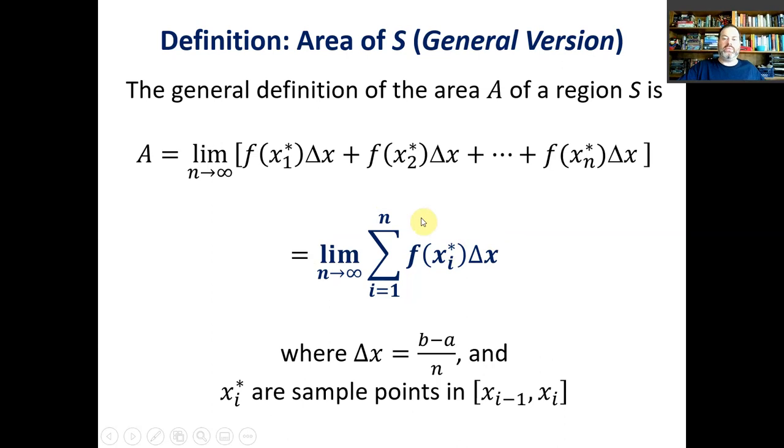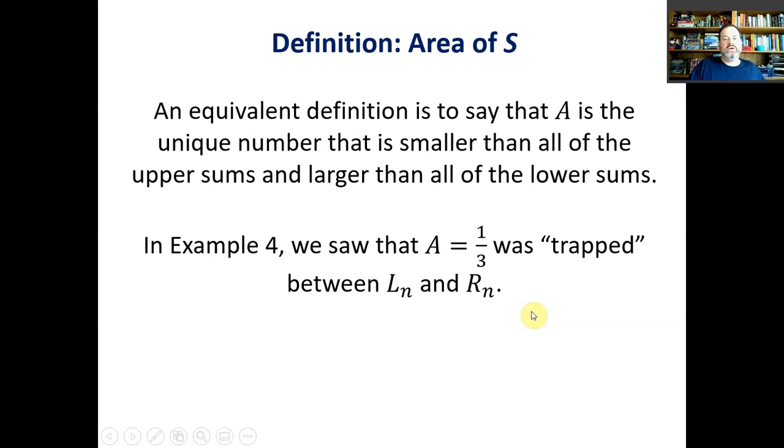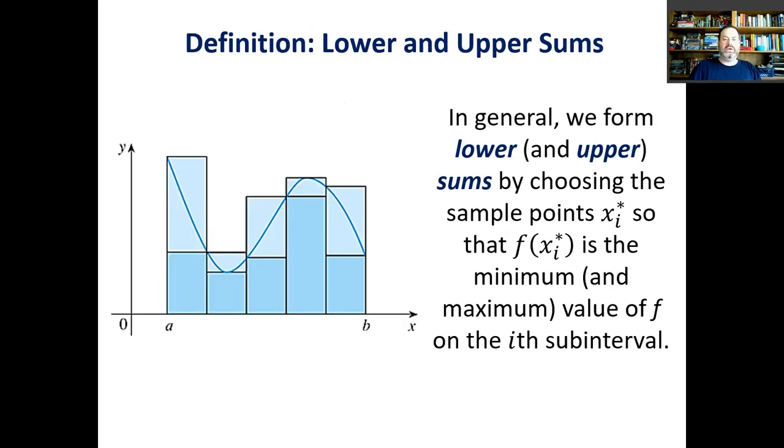So this looks just like what we saw before, except instead of f of xi, it's f of xi star. So instead of the right endpoint, it's any point in the interval. The xi star are sample points. And there's actually an equivalent definition to say that A is the unique number that is smaller than all the upper sums and larger than all of its lower sums. So in example 4, we saw that A equals 1/3 was trapped between Ln and Rn, right? Lower and upper. And that's another way to do this.